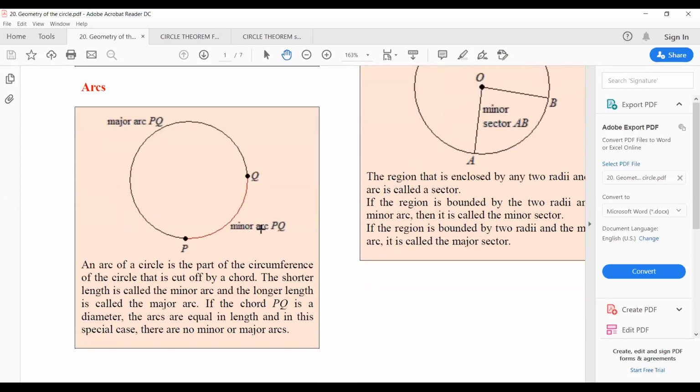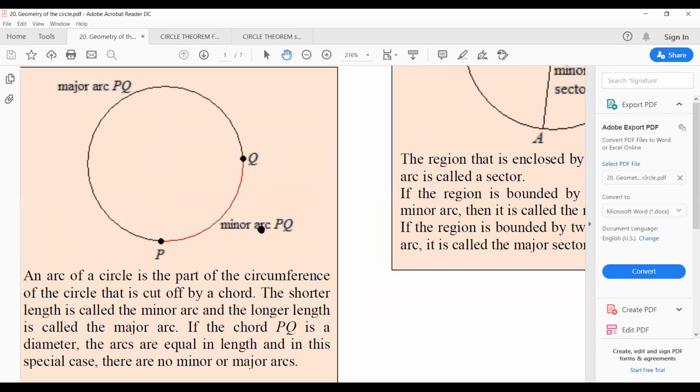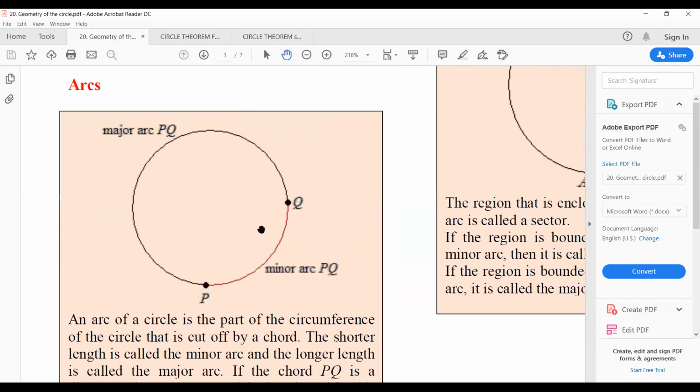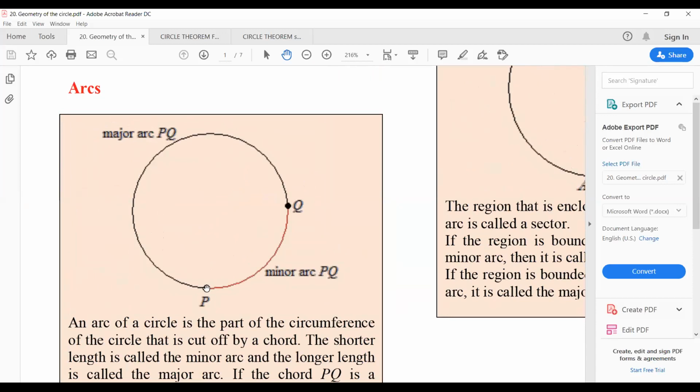Right, so let us look at arcs now. So here we have a circle. And as you can see, the red part here, PQ, is the smaller part of the circle. An arc is part of the circumference. We did arcs already when we did measurements as well. So this PQ here is called the minor arc. And this black part here is called the major arc. So this is the minor arc and this is the major arc. Any questions so far?